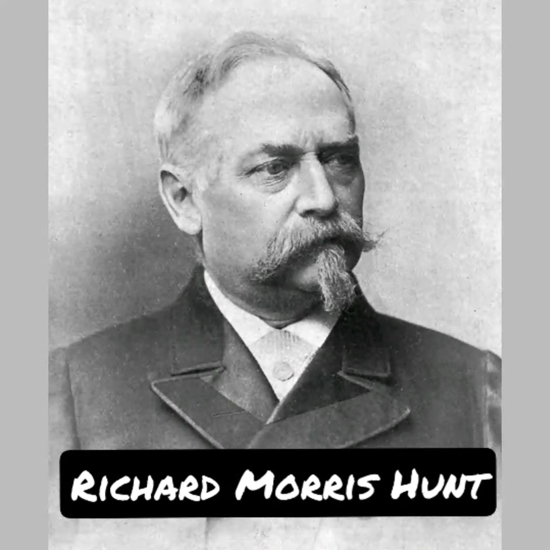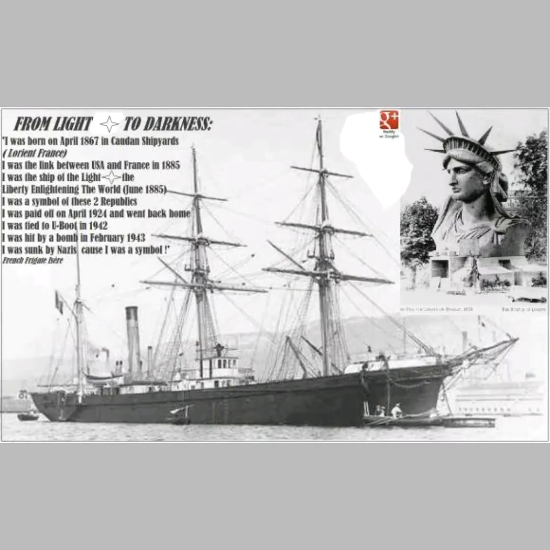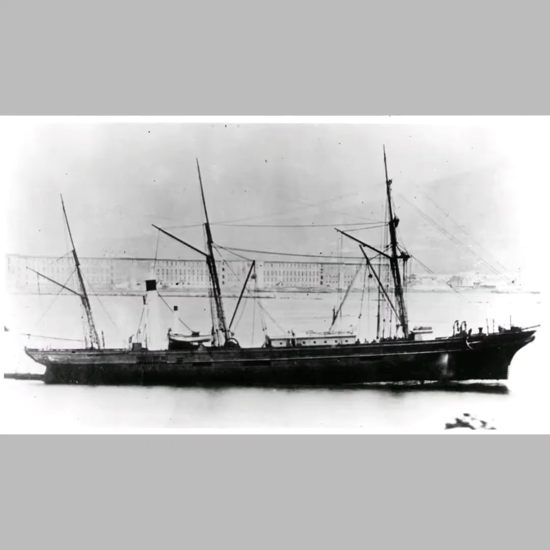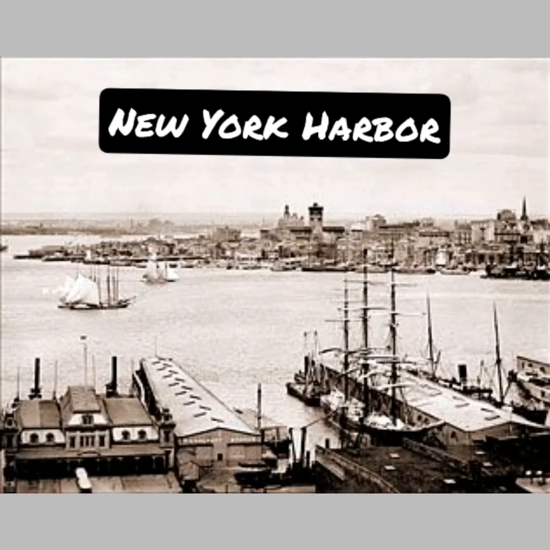For its transatlantic voyage aboard the Isère, the statue was reduced to 350 individual pieces and packed in 214 crates, and the ship arrived in New York Harbor on June 17, 1885. While awaiting construction of its pedestal, the statue remained in pieces on what was then called Bedloe's Island, which is now known today as Liberty Island.